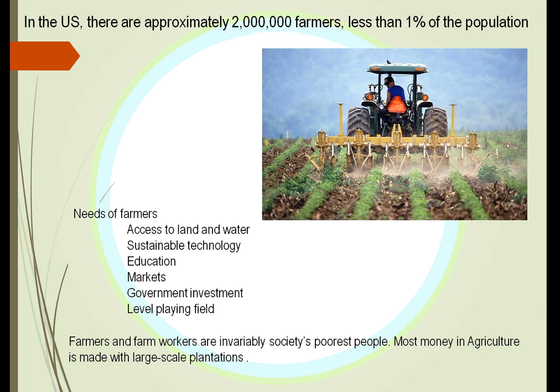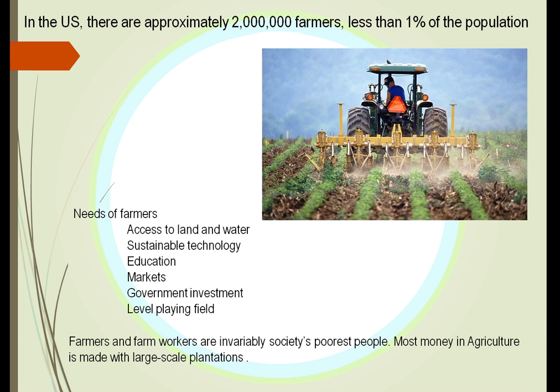We're finding out that farmers are gradually reducing their numbers. We need to increase the role of the farmer across the world. Right now, they are less than 1% of the population. The farming job is not a great job. They are invariably society's poorest people. When money is made in agriculture, it's usually made from the very large scale of plantations.